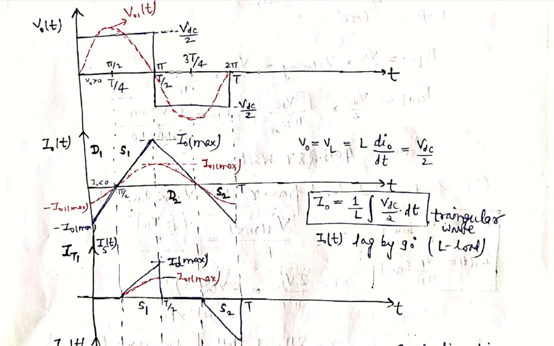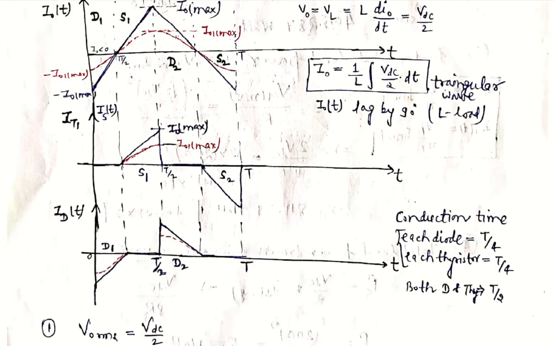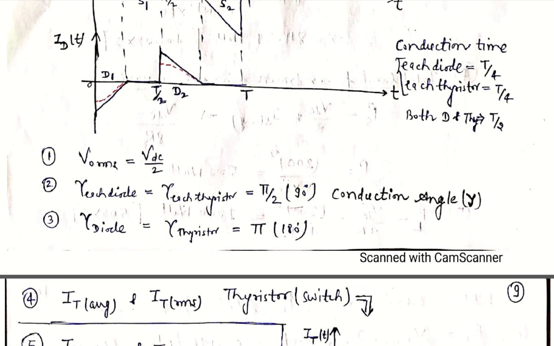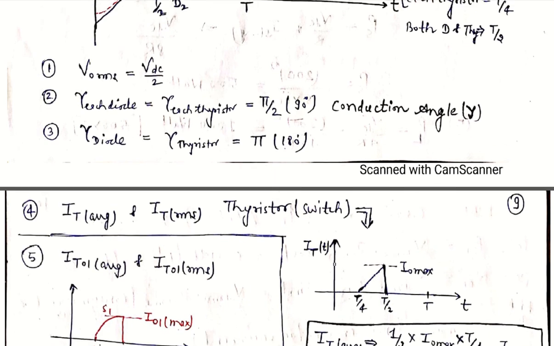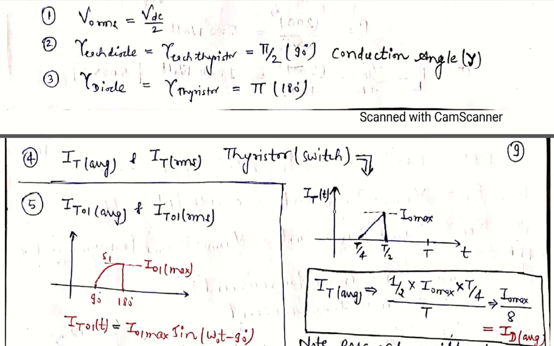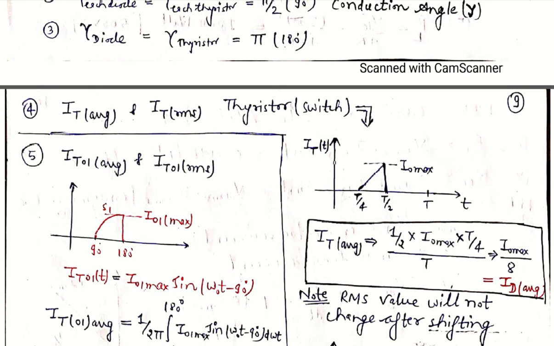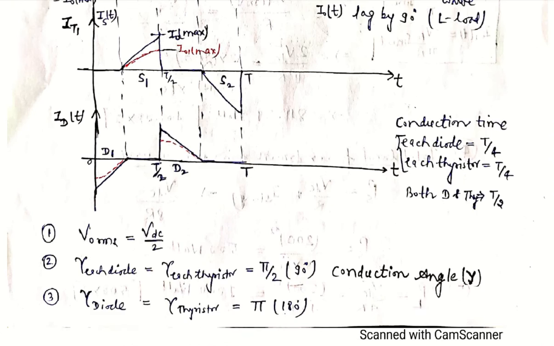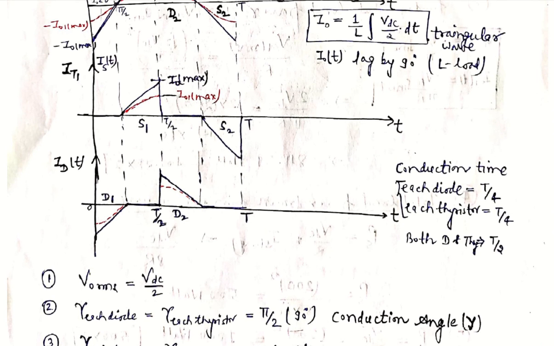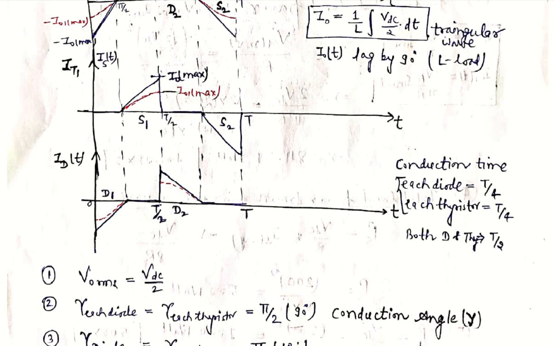Both the thyristors and diode are conducting for up to a 180 degree duration. Next, point number 4, we want to find the thyristor average current or thyristor RMS current. The thyristor is just like a switch, so we will draw the part of this waveform from IT. IT is just like a triangular waveform.